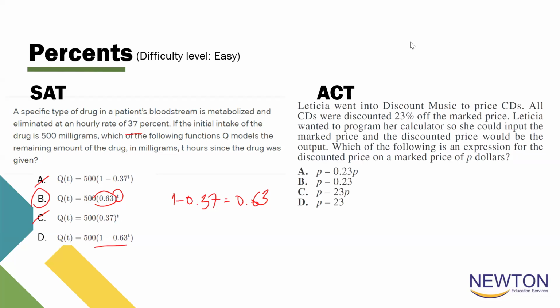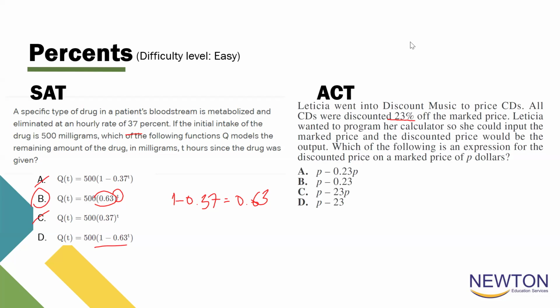For the ACT question, that's also the same idea. We have Letitia went into Discount Music to try CDs. All CDs were discounted 23% off the marked price. So we have a discount of 23%. Letitia wanted to program her calculator so she could input the marked price and the discount price would be the output. Which of the following is an expression for the discount price on a marked price of $P?